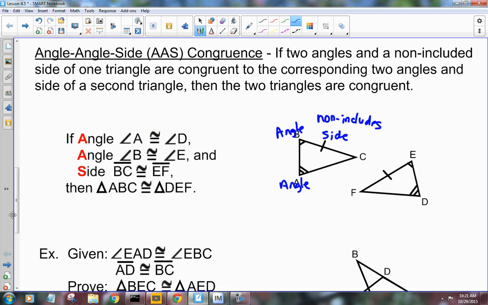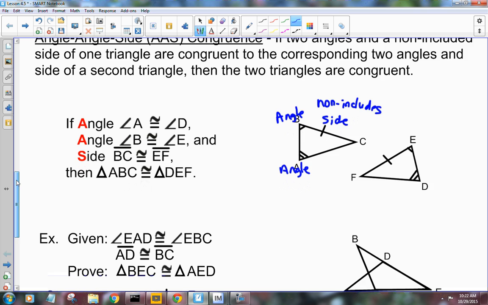Okay, so angle, side. But still, you start at one end, and it's an angle, the next consecutive angle, the next consecutive side. Okay, and that is AAS. And so that's the fourth way we can prove triangles congruent.